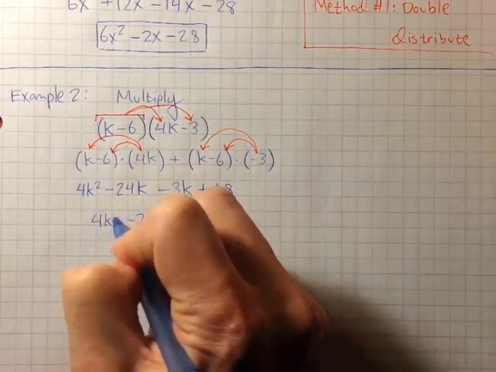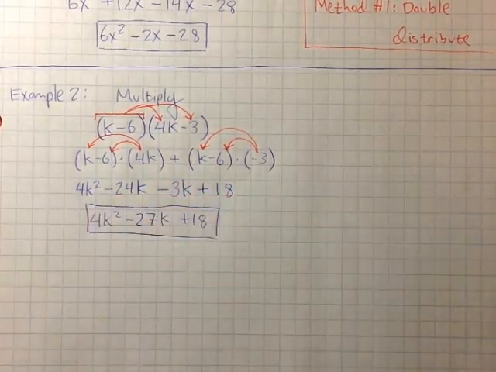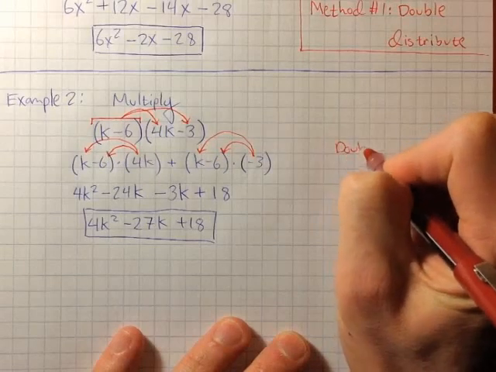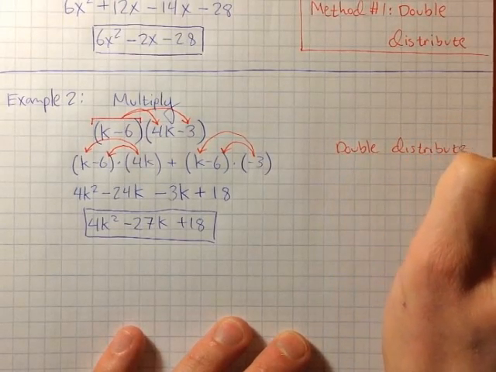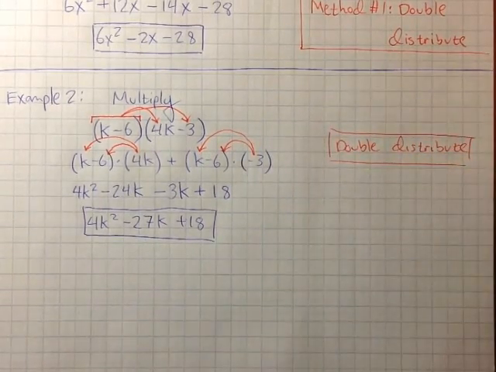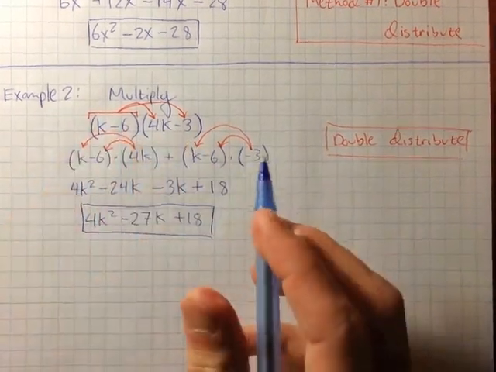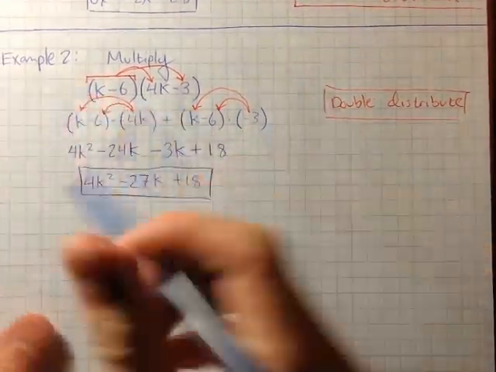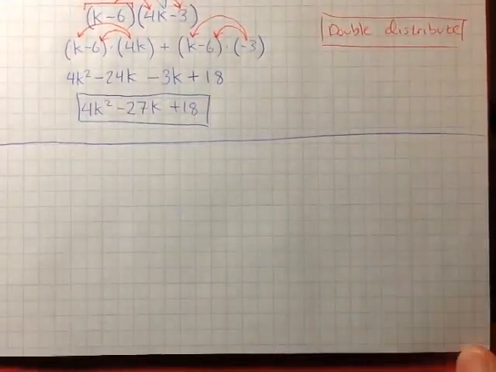Okay, so this is not too bad, right? Again, the method that we used here was double distribute. Now, I'm going to teach you another method that might be a little bit quicker to multiplying binomials like this. Watch what I'm going to do.